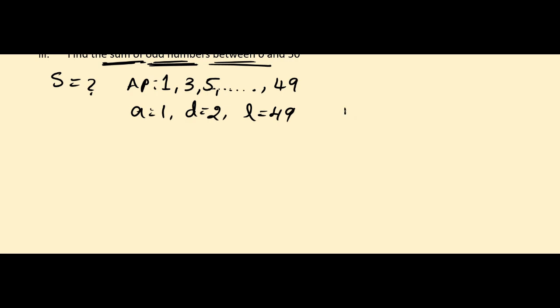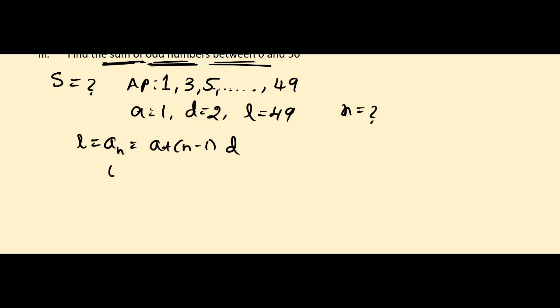To find the sum, we want n, correct? We don't know what that is. How many terms are present? So let us find n first. an means the last term. an is equal to a plus (n minus 1) into d.